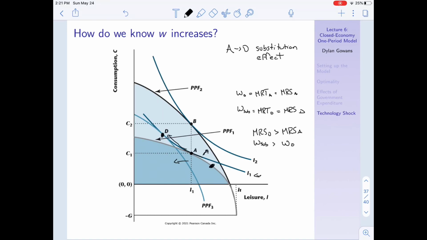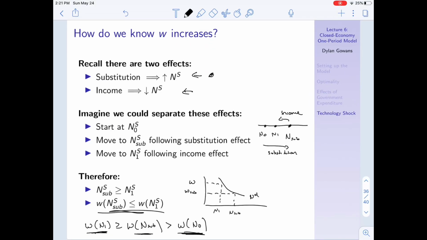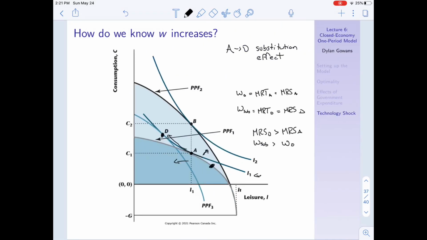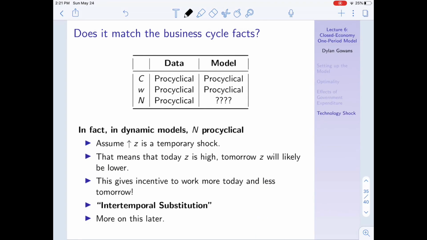And so now I've shown what I wanted to show in this last slide, right? That W sub here is greater than W0, and therefore W1, my new wage, must be higher than that. And so I've shown you, therefore, the wage must increase. Now I realize this is kind of a complicated proof, but it's worth seeing. Oh, I have to go back now to this.